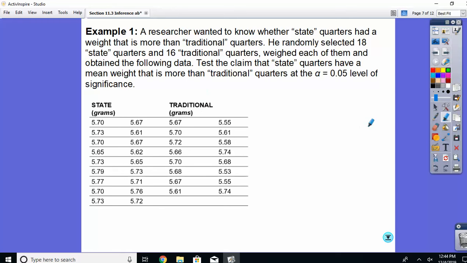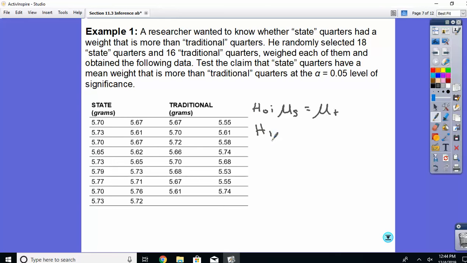Okay, so we always start with our null and alternative. So my null hypothesis will be what? You can call them 1 and 2 if you want, or S and T for state and traditional, if that helps you, whatever you need to do there.